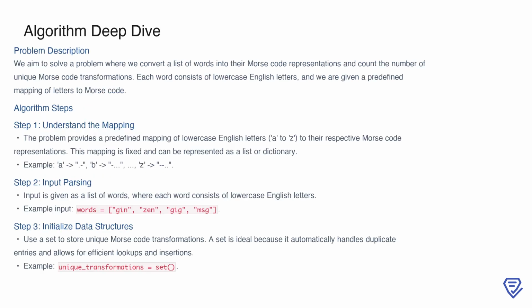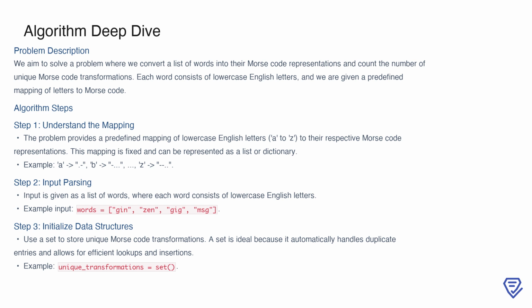In this problem, the objective is to convert a list of words into their Morse code representations and determine how many unique transformations exist. Each word in the input consists of lowercase English letters, and we use a predefined mapping that assigns a specific Morse code sequence to each letter from A to Z. For example, A corresponds to dot dash, B to dash dot dot dot, and so on.